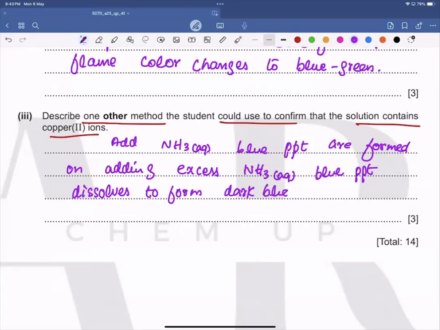You can do with the sodium hydroxide as well. Blue solution. So with sodium hydroxide, you will write blue precipitates are formed, and on adding excess sodium hydroxide, blue precipitate remains insoluble. And here with aqueous ammonia, blue precipitate dissolves to form a dark blue solution. Is this clear to all of you?